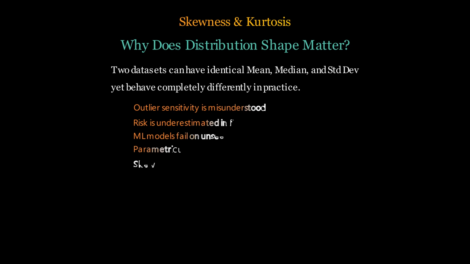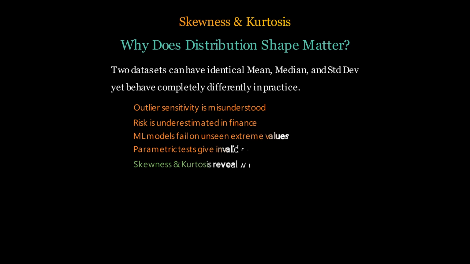It causes machine learning models to fail on rare but real extreme events. It invalidates parametric statistical tests that assume normality. Skewness and kurtosis are the two measurements that capture what summary statistics hide: the asymmetry and the tail behavior of your distribution.